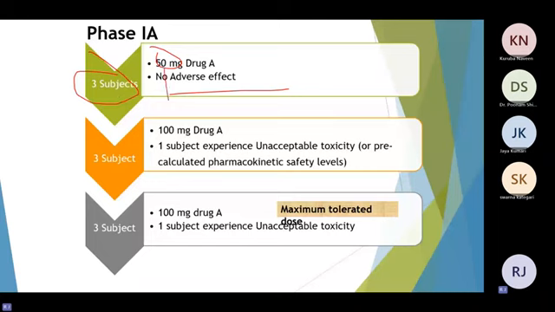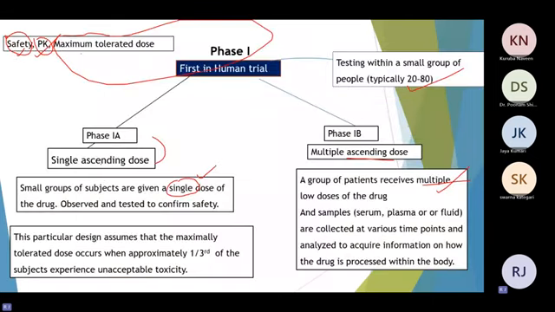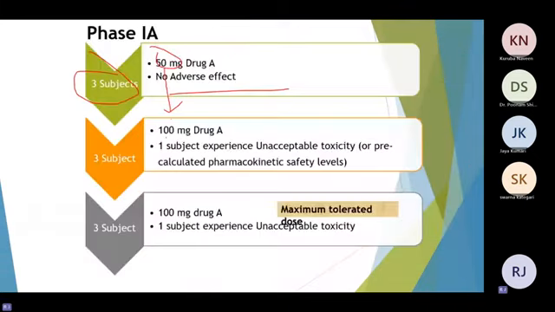That's why it is ascending. You see, the word ascending is coming, right? We are increasing the drug here. Now we have seen that one subject is having unacceptable toxicity. Okay, so one out of three, it means one third, right? Now it is one third. So again, we will recruit three further subjects and we'll give the same drug, and again we'll see whether it's having unacceptable toxicity or not.